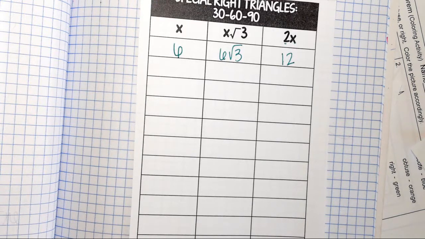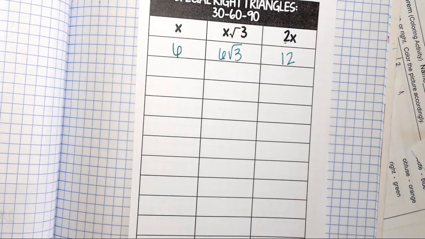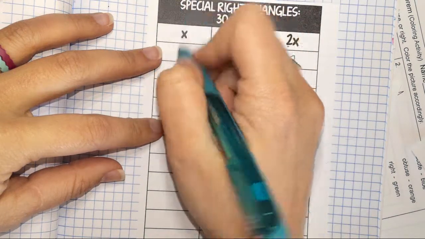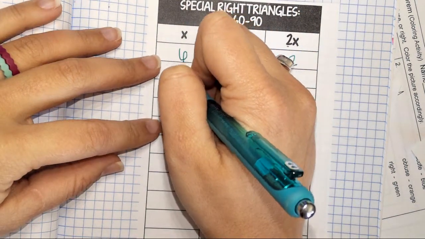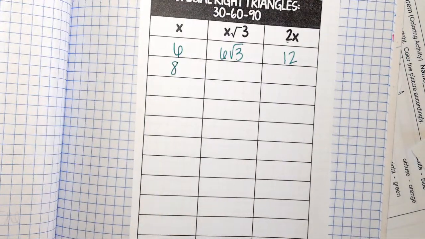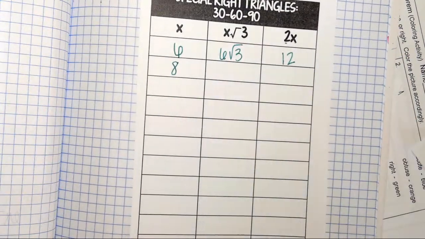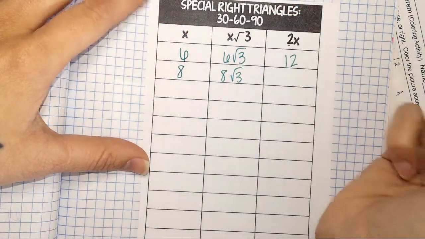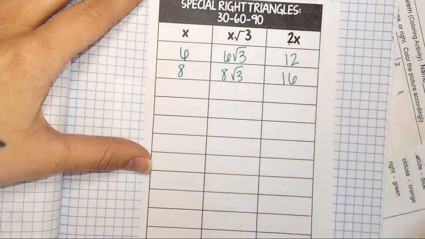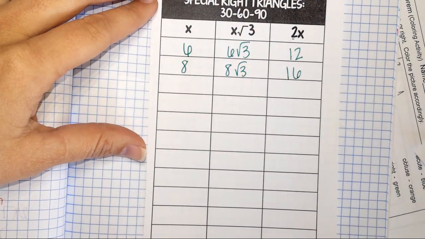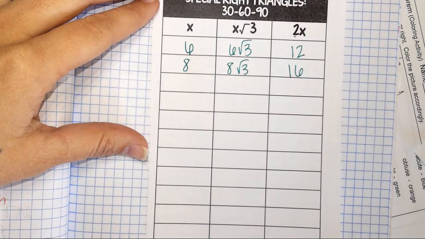Let's do 4. We've already done 4 in our problem over there. Alright, so if my small side is 8, what's my 60-degree angle side going to be? 8 root 3. And what's my hypotenuse going to be? 16, because it's 2 times x.